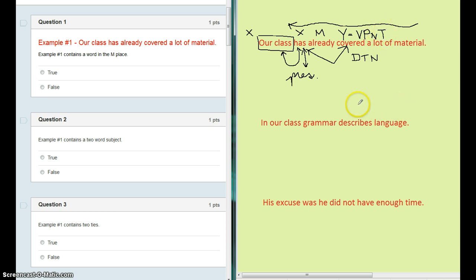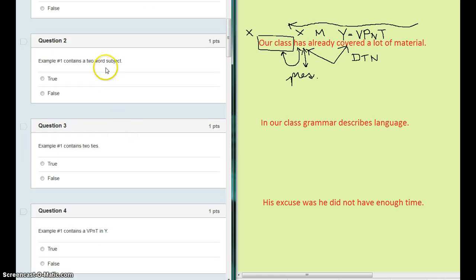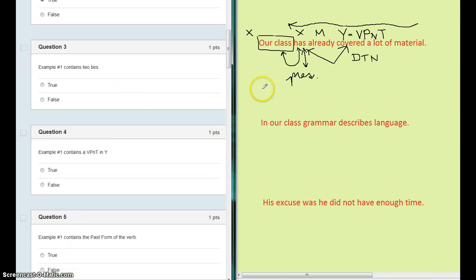Now we're ready to take a look at our questions. Example number 1 contains a word in the M place. That's true. Example number 1 contains a 2-word subject, our class. That's true. Example number 1 contains 2 ties. Well, no, the X word ties with the subject, the X word ties with the time, and then the X word ties with the verb. That's 3 ties. So this is false. Example number 1 contains a verb phrase, no time, in the Y place. That's exactly true.